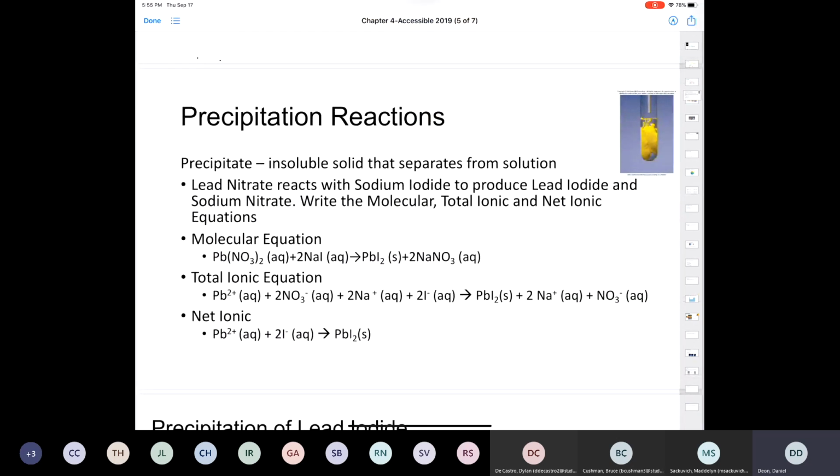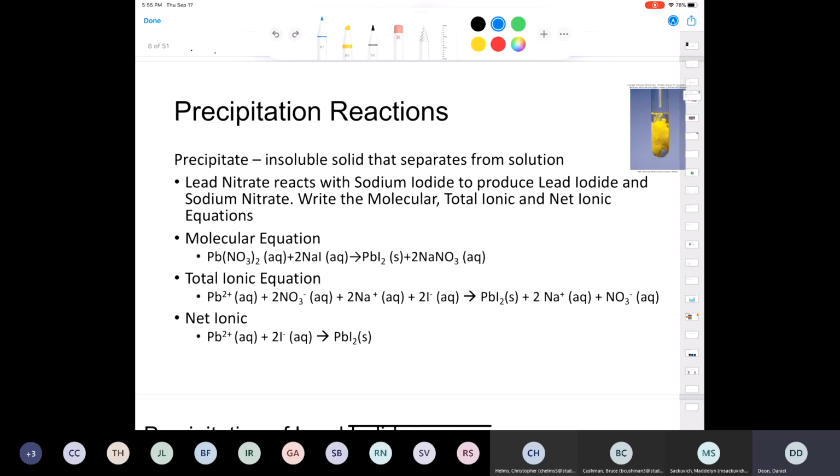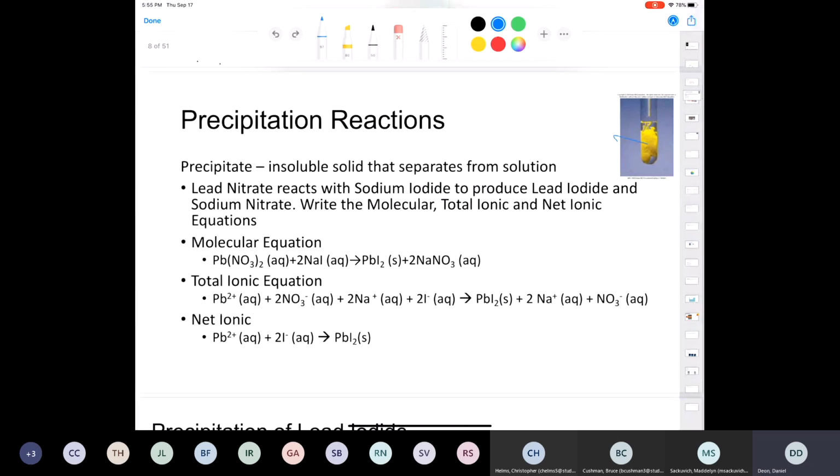Real classic in chemistry class. You see there's some pretty color here. You're like, no, that's not an aqueous solution. Well, it looks like there's an aqueous solution up here maybe, but you can also see that there's some solid formed here. And when we form a solid, that is called a precipitate. So I'll abbreviate it PPT. The precipitate, or as I sometimes call it, the PPT, is the insoluble solid that separates from solution.